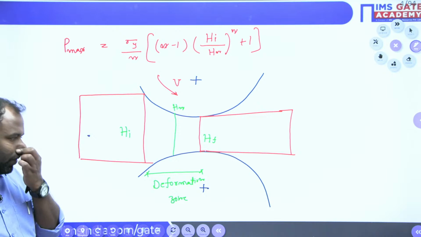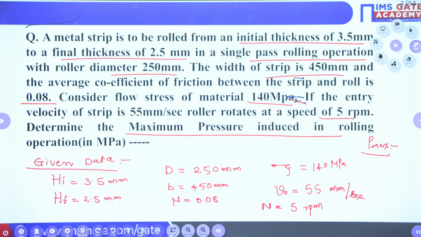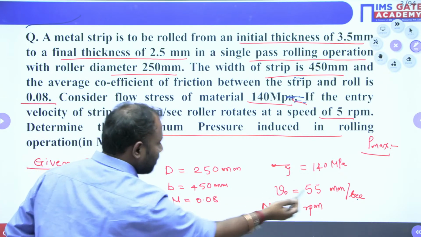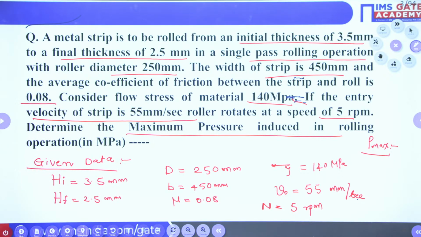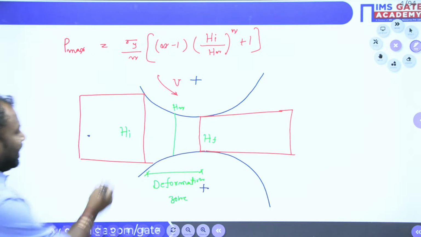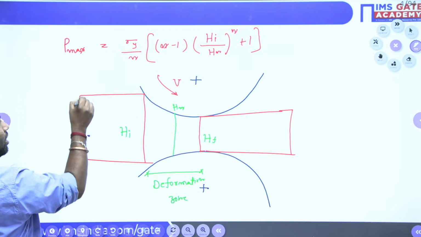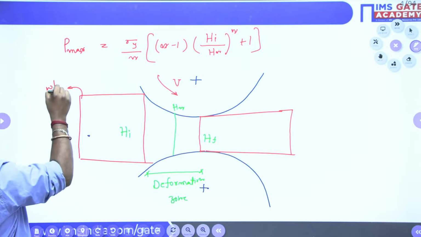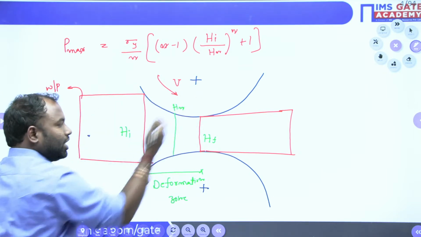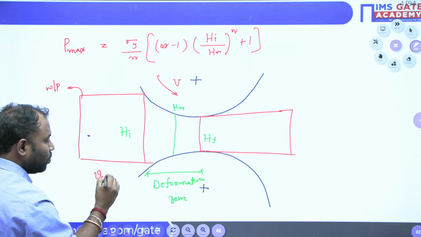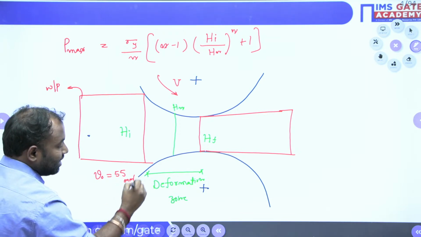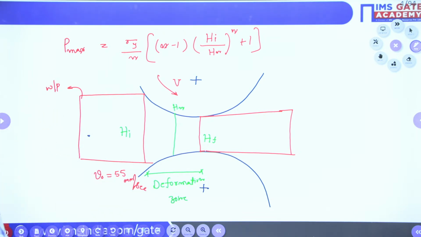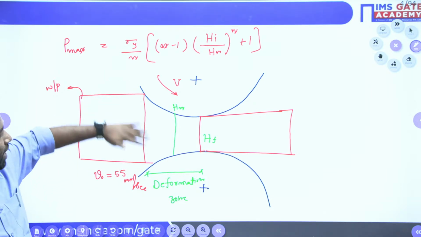Now, in the problem they gave the initial velocity of the workpiece, that is, the velocity of the strip in rolling. This is the workpiece, guys. So before entering into the rolling stand, the velocity of the workpiece is v naught equal to 55 mm per second, isn't it guys? This is given. Now we have to find Hn.